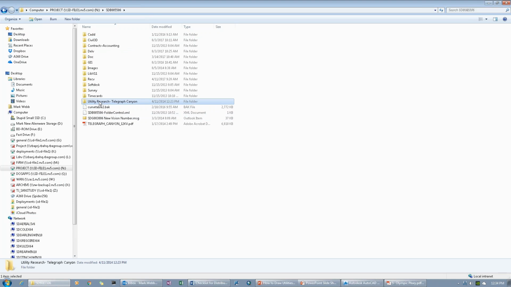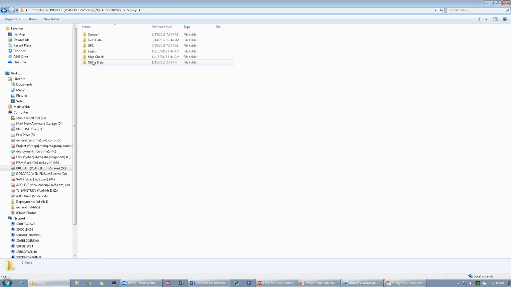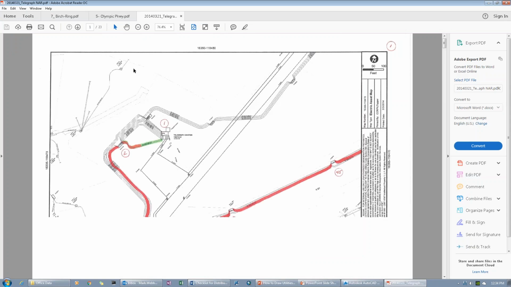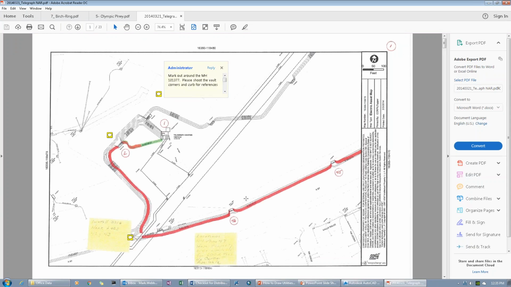There's usually a utility research folder. Okay? I stole this out of one of my old jobs, so bear with me for a second. There's a utility research folder, and then also in the survey folder under office data, there's usually job notes, okay? They'll have put notes in their file about the survey that they did, where it was from, what they did, from what day to what day.